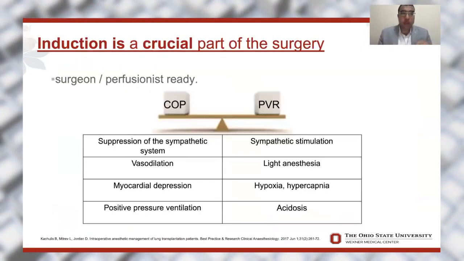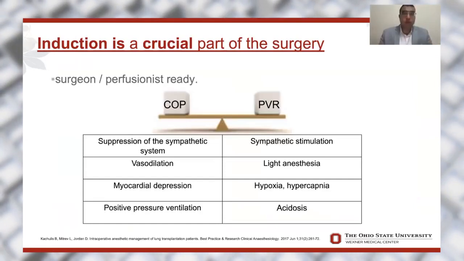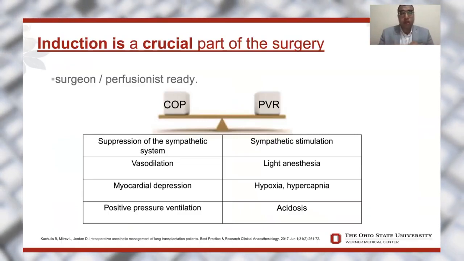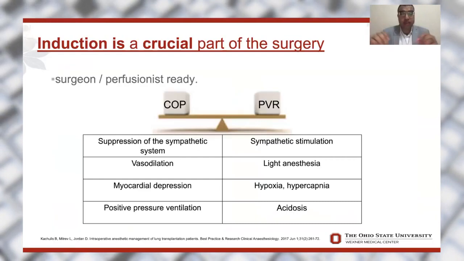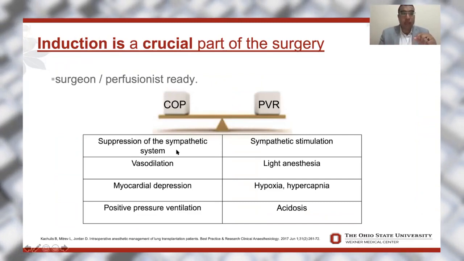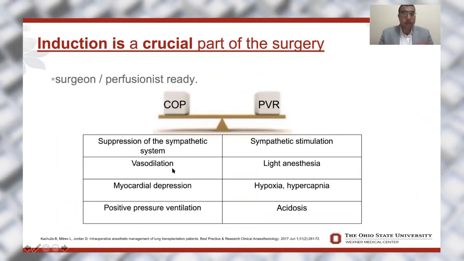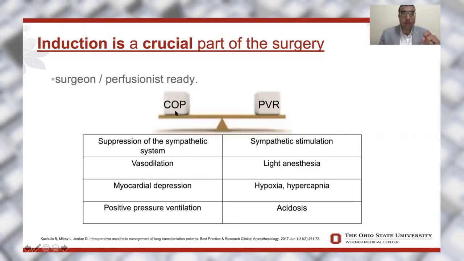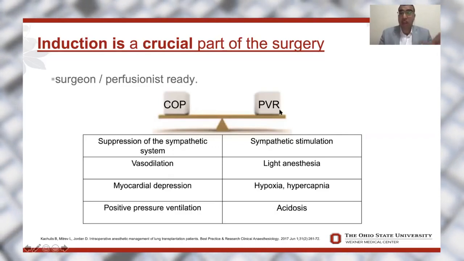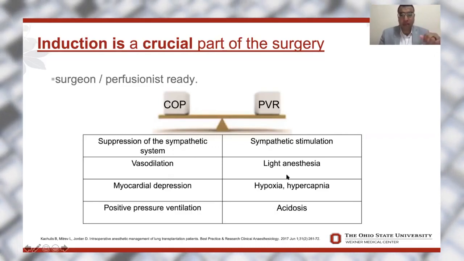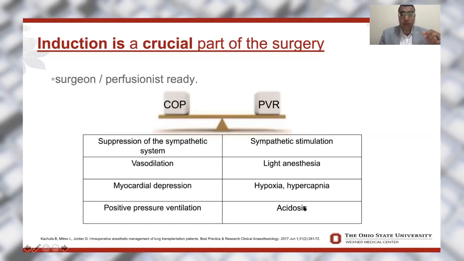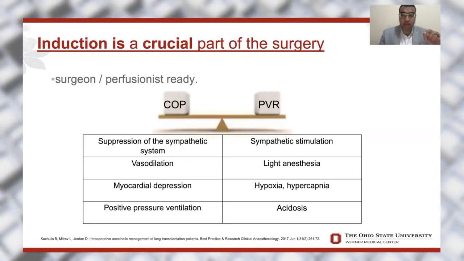Induction of anesthesia. Induction is a very crucial part of this surgery, so please make your surgeon and perfusionist ready in the room. Why is it crucial? Because everything we give will decrease the cardiac output and, to some extent, increase the pulmonary vascular resistance. Suppression of the sympathetic system, vasodilation, and all these postulated mechanisms will decrease the cardiac output. Number two, increasing the pulmonary vascular resistance will affect the RV again. If there is light anesthesia, hypoxia, hypercarbia, and acidosis will increase the pulmonary vascular resistance and cause RV dysfunction.